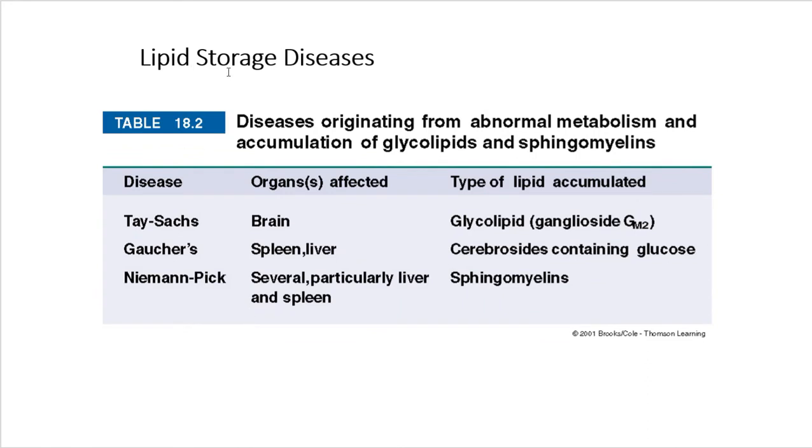Different diseases that can be caused by lipid storage are this one that you can see here in the brain, in the liver, and also in several places, particularly the liver and spleen. Here are the diseases and the type of lipid that is accumulated in each case.